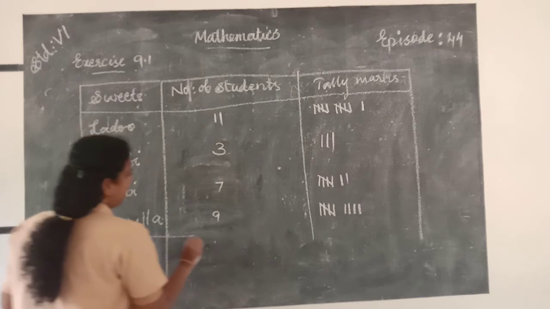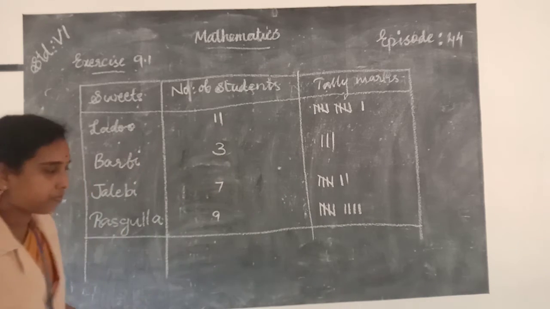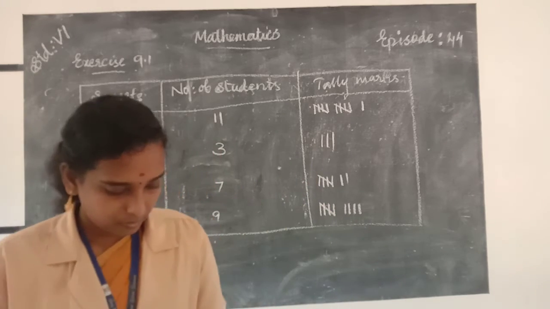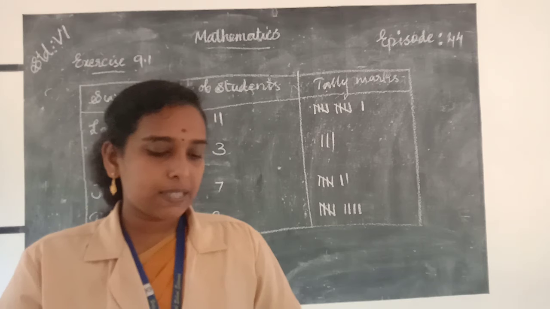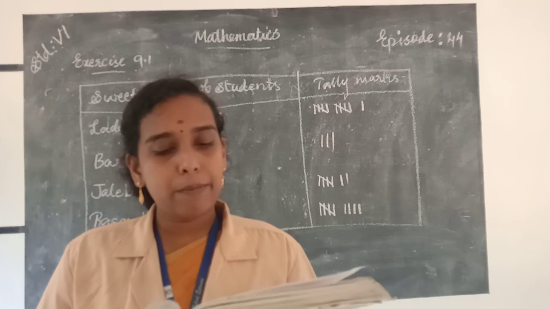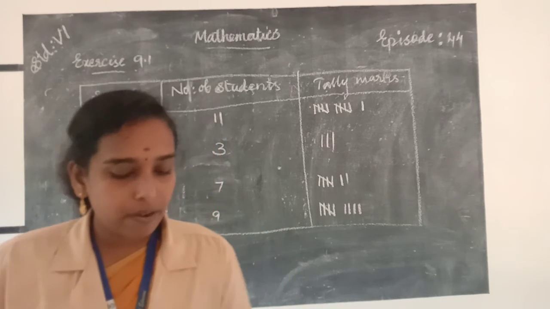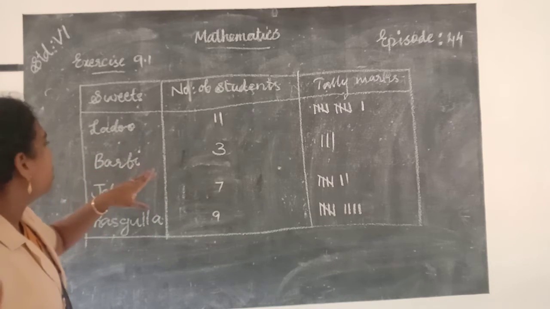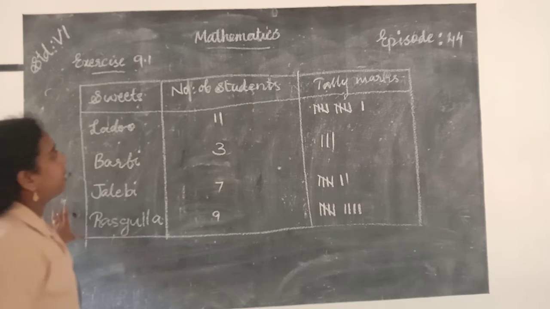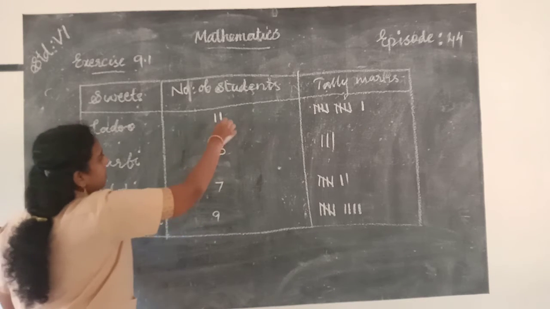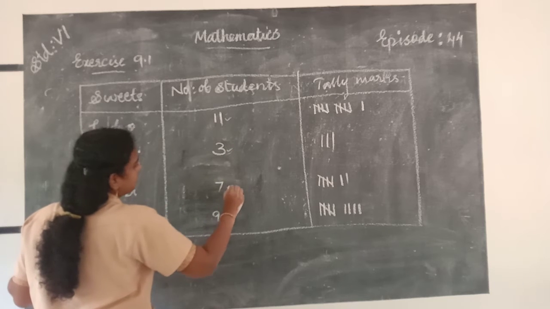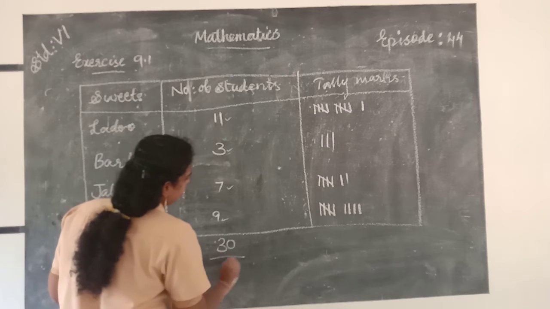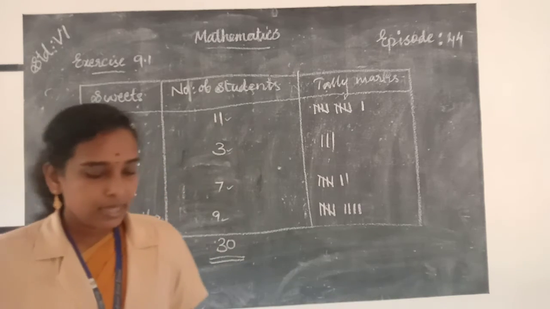And here's the table. The first question was to arrange the names of sweets in a table using tally marks. So we can arrange the number of students who preferred each sweet in a table. The total number of students is 11 plus 3 plus 7 plus 9, so 30 students.